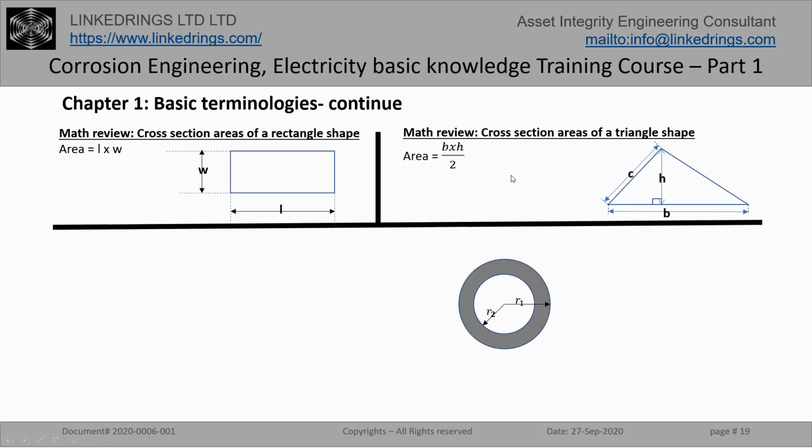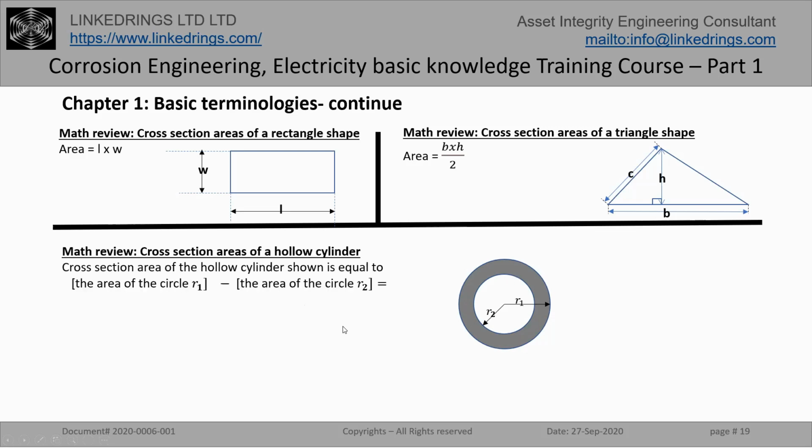What about if I have a hollow conductor? A hollow conductor of outer radius R1, inner radius R2. In this condition, we need to know the cross-sectional area of this shaded area. It will be the area of the circle R1 minus the area of the circle R2. So it will be equal to pi R1 square minus pi R2 square. Pi will be taken as a common factor, so pi times R1 square minus R2 square.